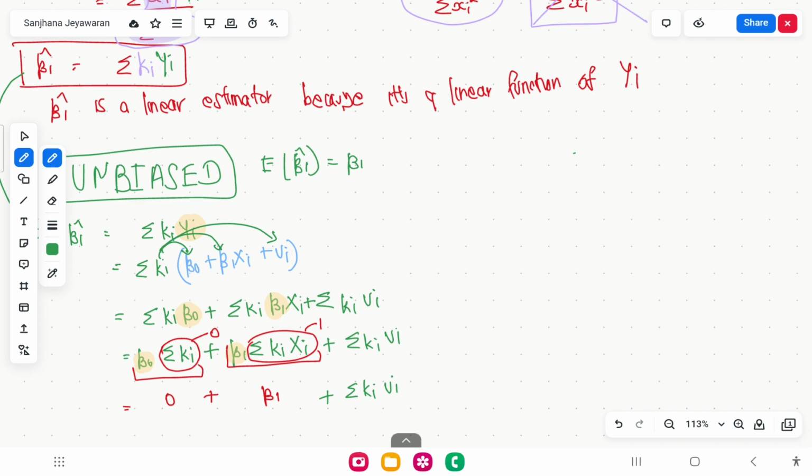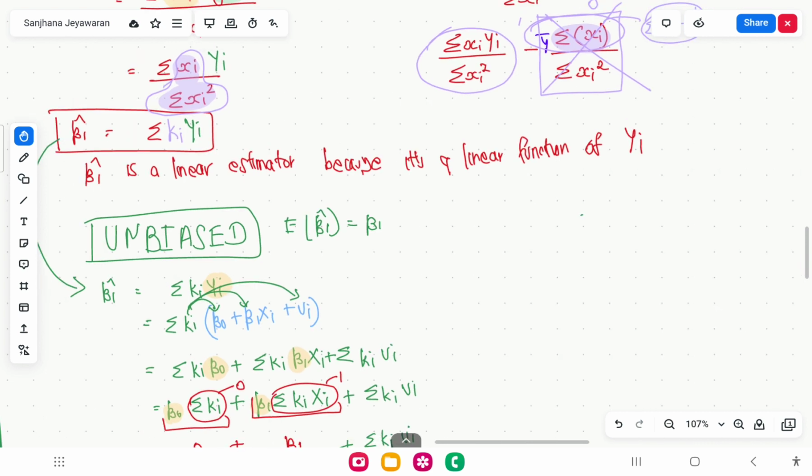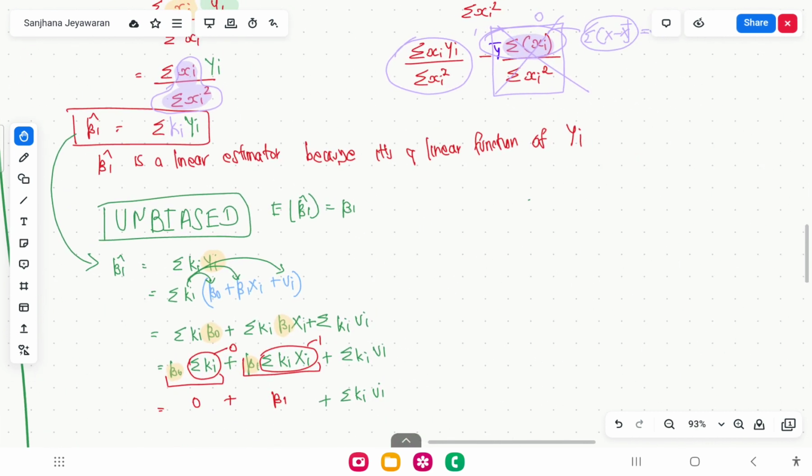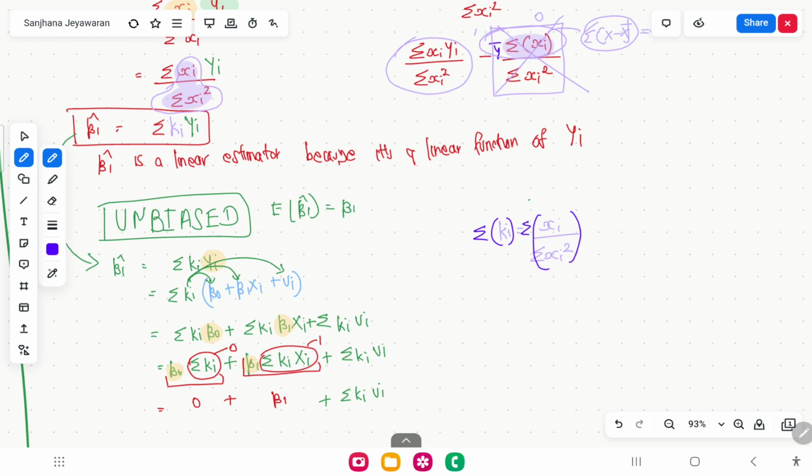So first, when we look into sigma ki, what is ki equal to? Here you can see now. Okay. So as you can see, this comes over here. Ki is equal to xi divided by sigma xi square. Now I'm gonna apply the summation function on both sides. So it will be sigma ki, and here also we'll apply sigma.